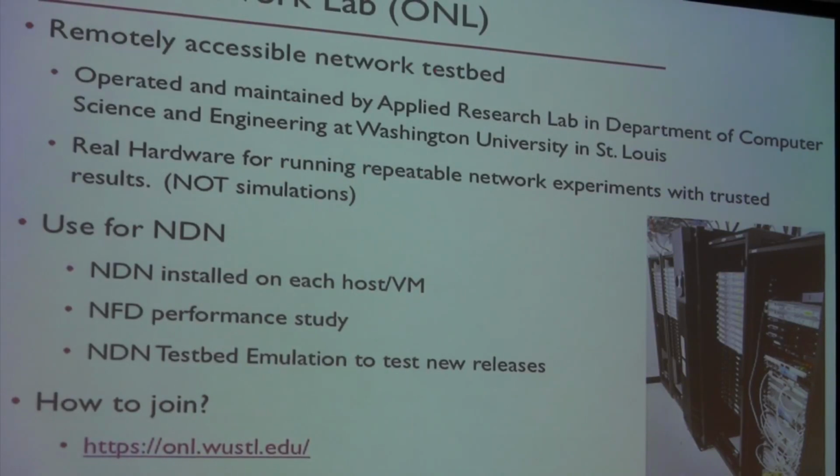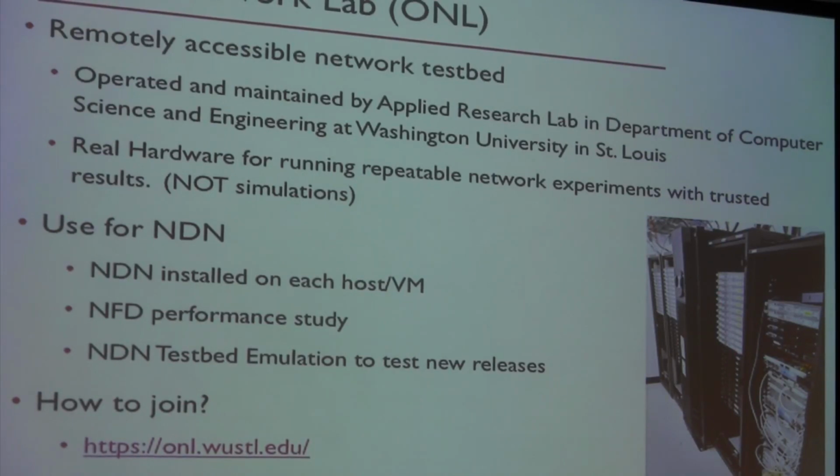So the Open Network Lab is a remotely accessible network testbed that we run at Washington University. It's in the Applied Research Lab where I work. It is real hardware for running repeatable network experiments with trusted results. Trusted results in that it is actual hardware, actually interconnected with networking, so that you can run experiments that you can get results on.